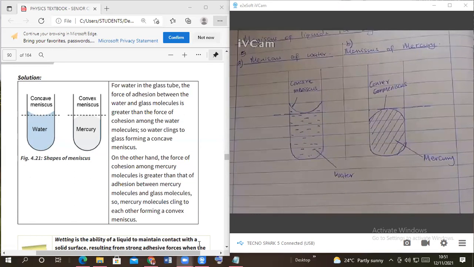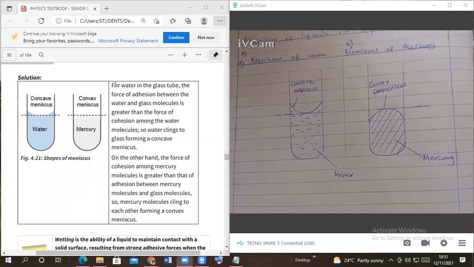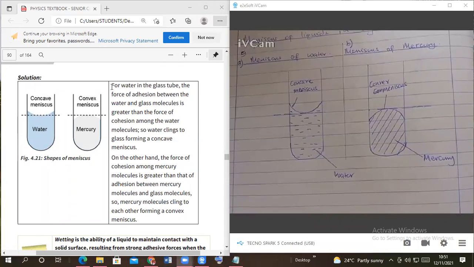I'm Dakia. Okay. So let us look at what they are saying. For water in the glass tube, the force of adhesion between the water and the glass molecules is greater than the force of cohesion among the water molecules. So water clings on the glass, forming a concave meniscus.